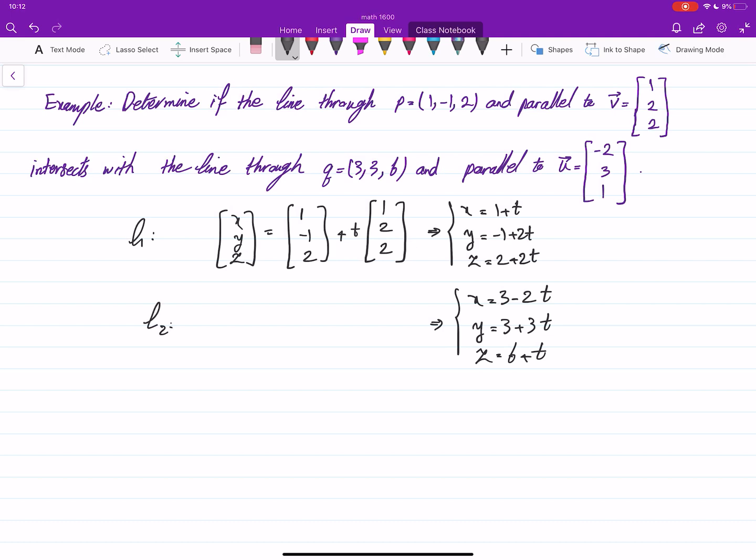To find the intersection of line 1 and line 2, and to check if they intersect or not at all, we have to set, at the intersection point, the x components equal, the y components equal, and the z components equal. So x of line 1 needs to be equal to x of line 2, y of line 1 equal to y of line 2, and z of line 1 equal to z of line 2.